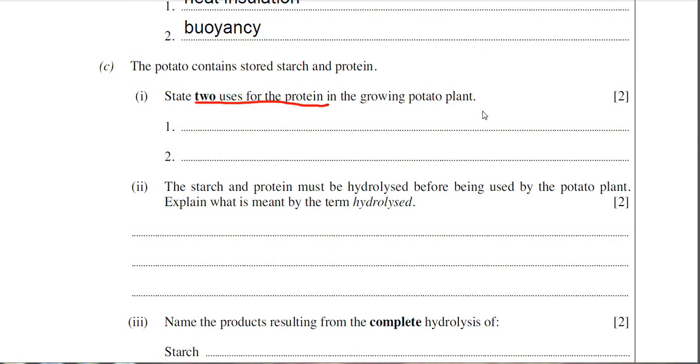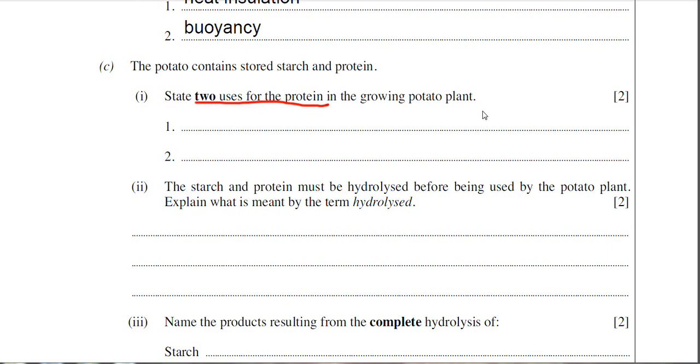Most of our bodies, including plants, okay, contain protein. So they're very much there for growth, repair of organisms. In terms of the potato plant, though, it's actually growth of perhaps the stem and the roots. I think instead of just saying growth, it's important to actually state what would be growing in the potato plant.